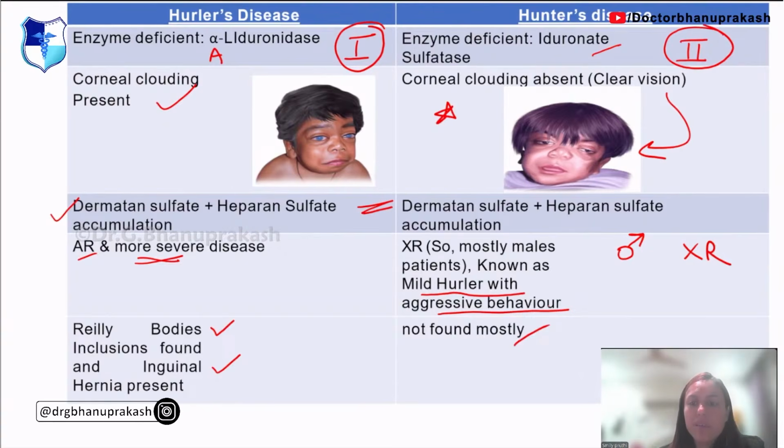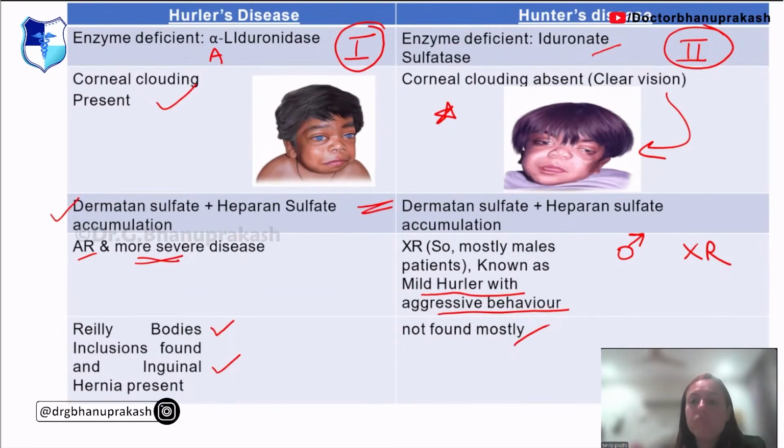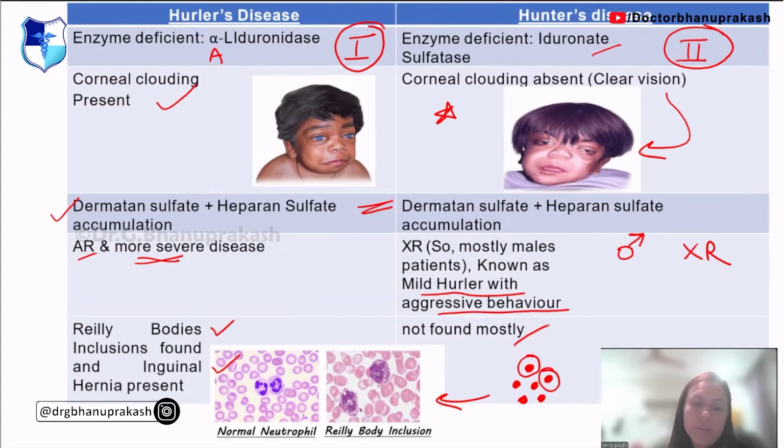So it is very easy if you know this slide and the previous slide of the general clinical features of mucopolysaccharidosis. Then you can solve any question which is frequently given in the Q banks of all Biochem, be it any place, any book, any app. So you can have a look at the Reilly body inclusions. These are actually coarse purple granules which are filled with the undigested GAG, that is the dermatan sulfate or heparan sulfate. And these granules are surrounded by a clear zone. You can see this mainly in the neutrophil. So these are Reilly body inclusions.